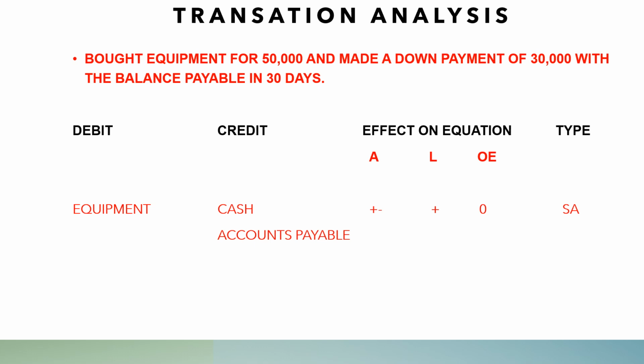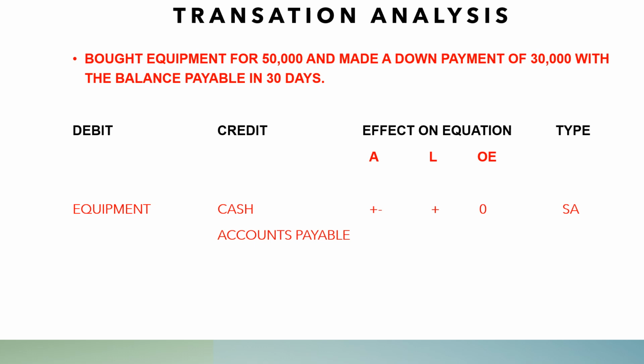The next transaction: bought equipment for 50,000 and made a down payment of 30,000 with the balance payable in 30 days. So, bought equipment, meaning the equipment of the business increased. To increase equipment, place it on the debit side. And then, since the company paid cash, the credit is cash because the business cash decreased. And since the 20,000 is to be payable in 30 days, that means the liability of the business increased. So, to increase the liability of the business, place the liability on the credit side.